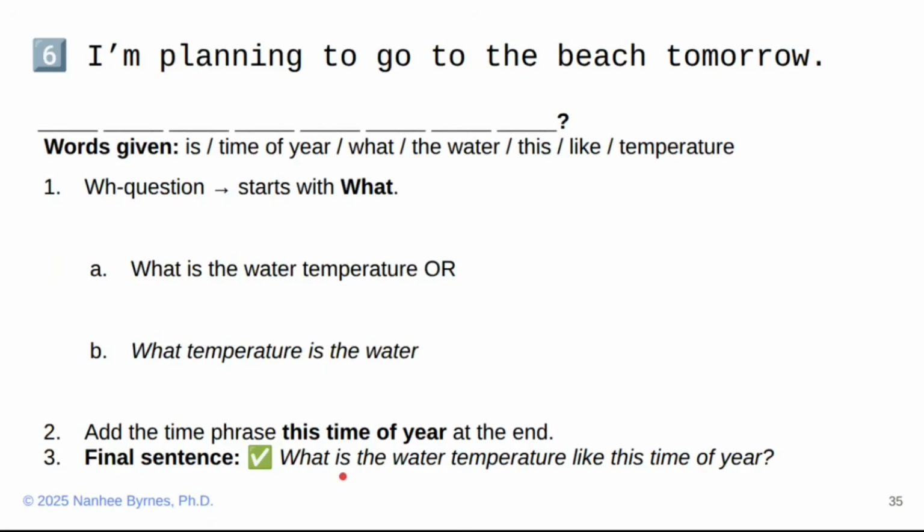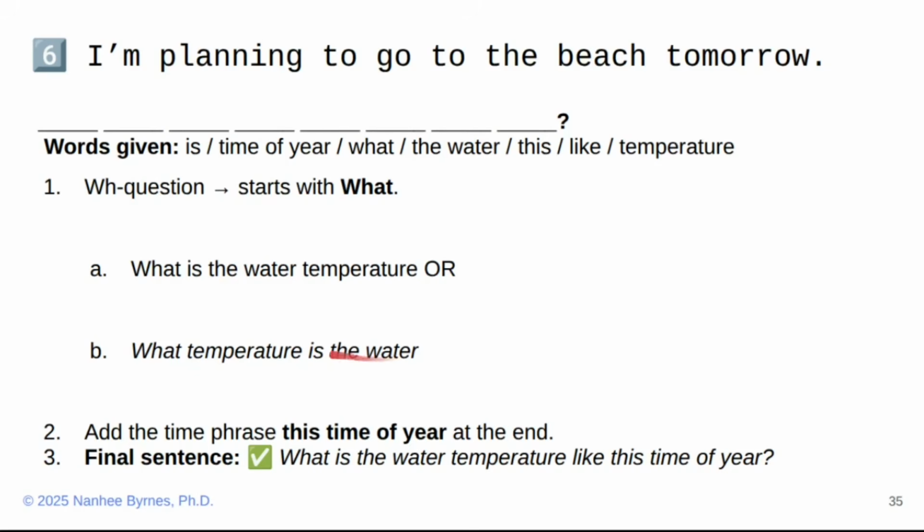Let's continue with our next set of TOEFL Build a Sentence questions. 6. I'm planning to go to the beach tomorrow. Words given: is, time of year, what, the water, this, like, temperature. Here, the question mark and the interrogative word "what" tell us that this is a question about the water temperature at the beach tomorrow. The word "what" can function as either a pronoun or an adjective. That's why "what is the water temperature" works. You might think "what temperature is the water" also works if you were asking for a specific number.